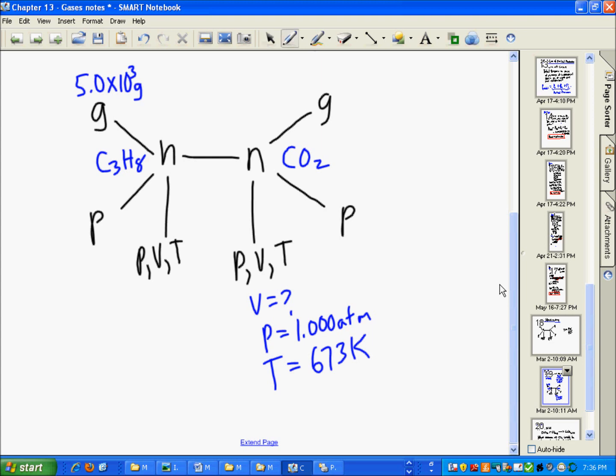So to do this problem, you're going to need to go from moles of C3H8 to moles of CO2, and then you're going to have a separate calculation using the ideal gas law equation to get your volume. So you're going to have to do 3 calculations, or a 3-step calculation.